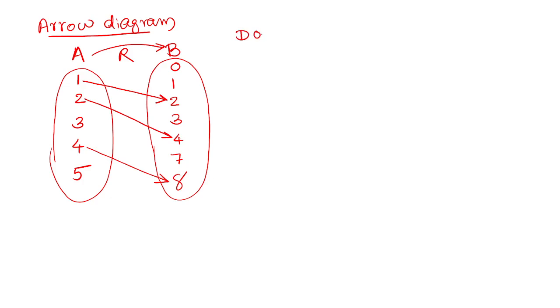One is domain. Domain I will explain with the help of this example. Domain means it is a set of elements from which the arrow starts. If I explain in simple language, once the arrow diagram is drawn, domain is the set of elements from which the arrows start.